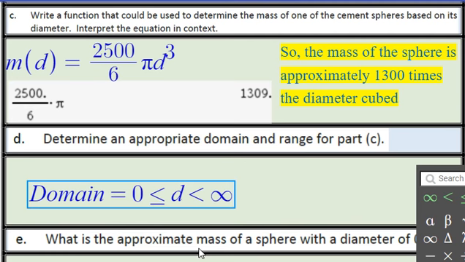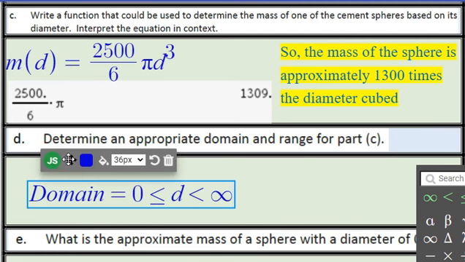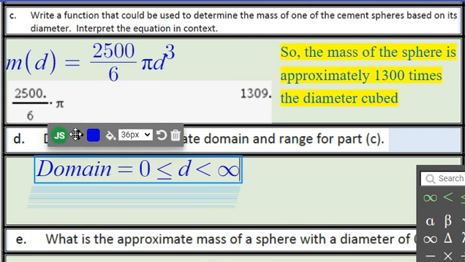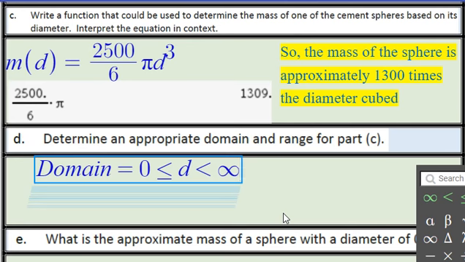Now, in context of this problem, you're not going to have an infinitely large sphere sitting in a parking lot. So probably there are limitations, but technically our domain can be any positive number. And that's what this statement is saying. We're just using a little bit more math speak to do it.